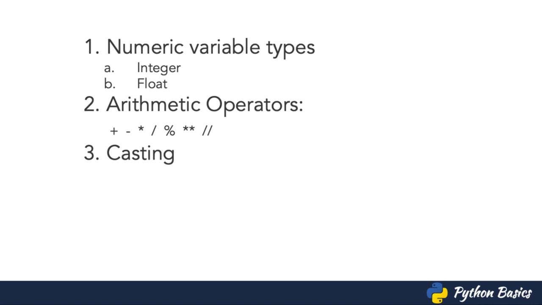And then we're going to have a look at what we call casting, which is the process that we can use to turn a variable from one type into another, which is something that we have to do reasonably commonly in our programs.